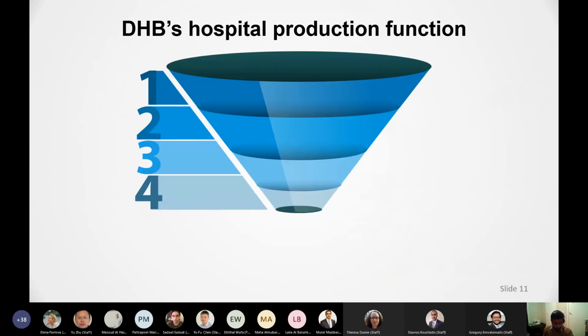So we have different inputs that go into the hospital production system. We have labor inputs: doctors, nurses, everybody else who provides the human services. Then we have capital inputs, like all your buildings and your equipment. Then you have clinical supplies, medicines, and all other consumables. And then you have outsourced costs. So that's interesting. Outsourced costs include labor.